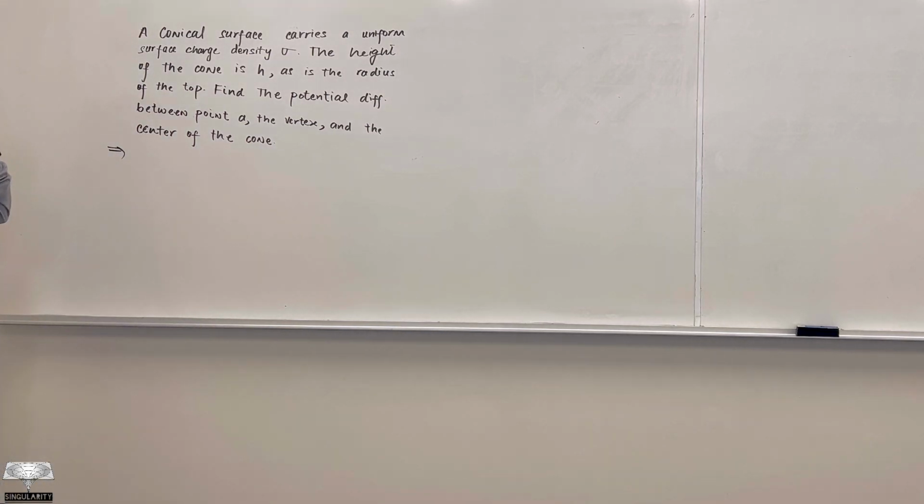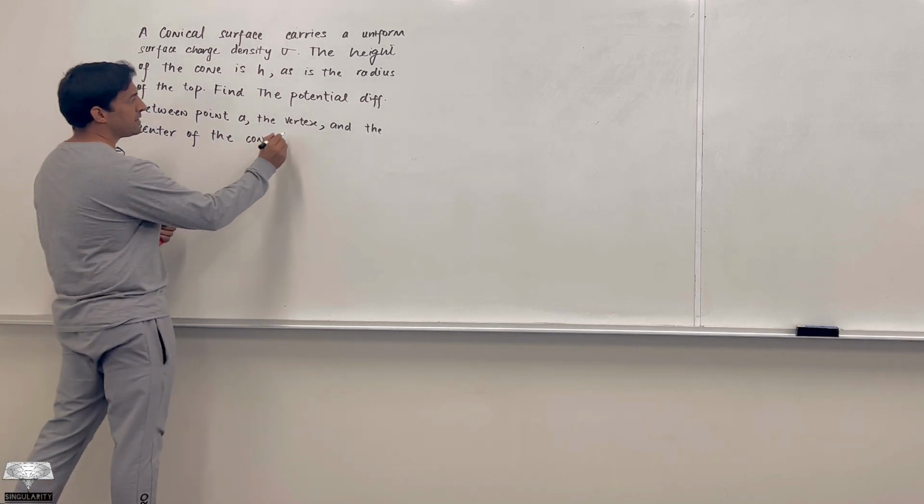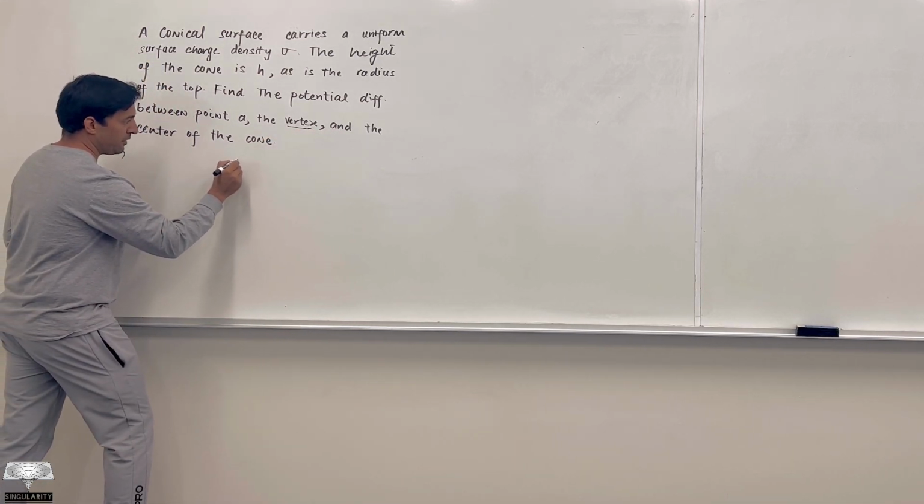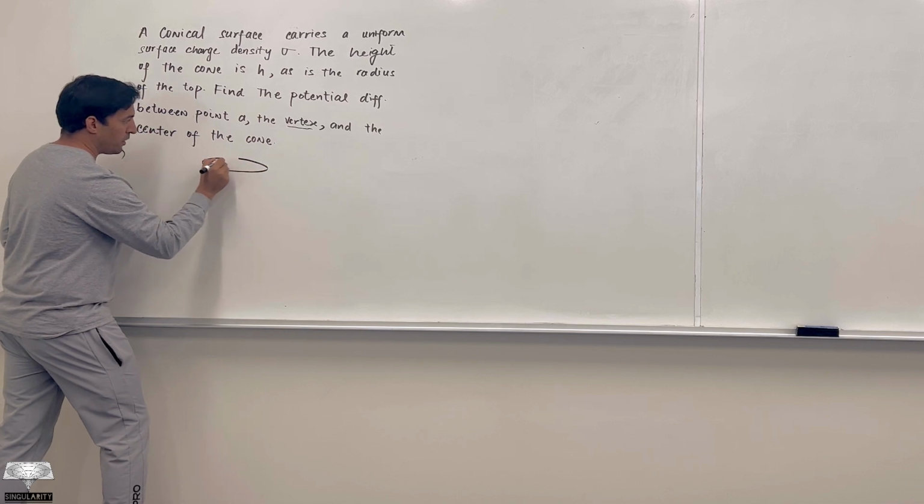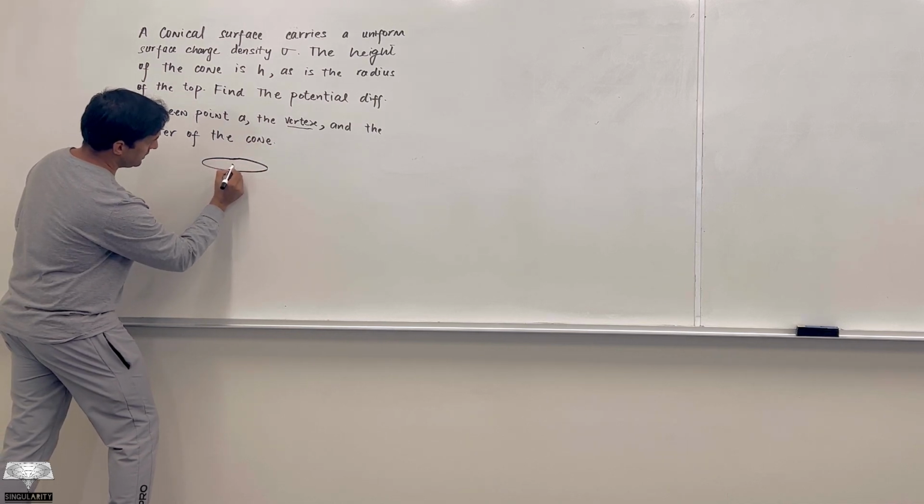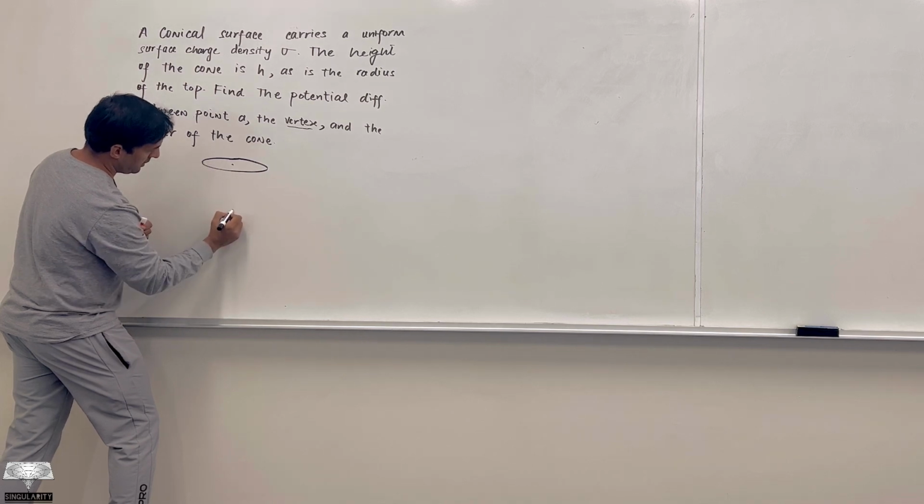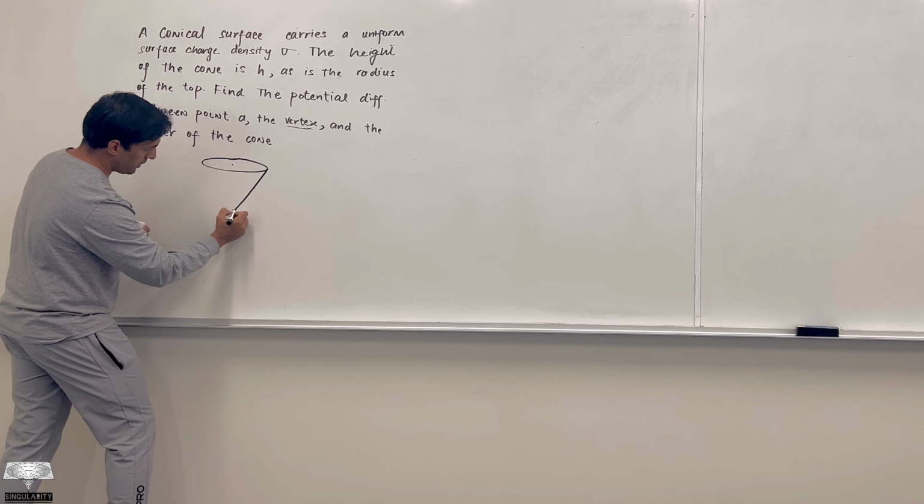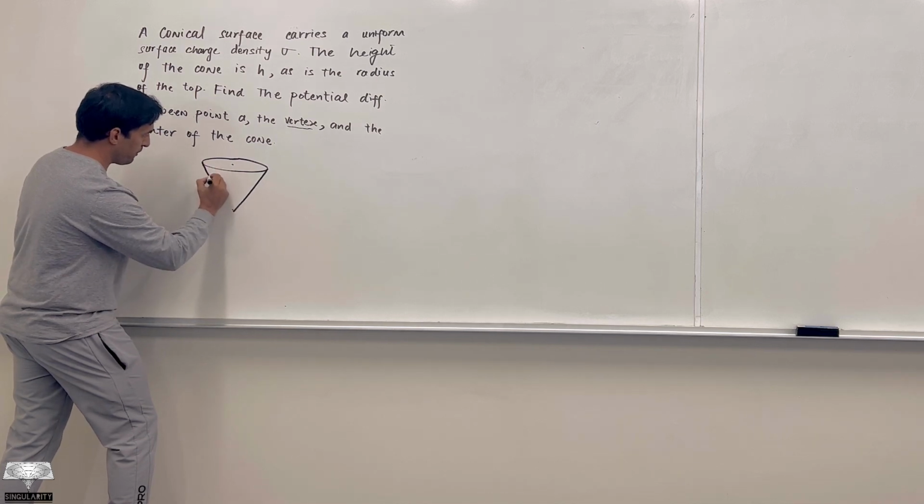So you have a cone, and it has a point vertex, and then it has the top, and if we try to make a diagram of the cone, it should look like something. So this is the center, so let's say this is the vertex point, and so our cone should look like this.